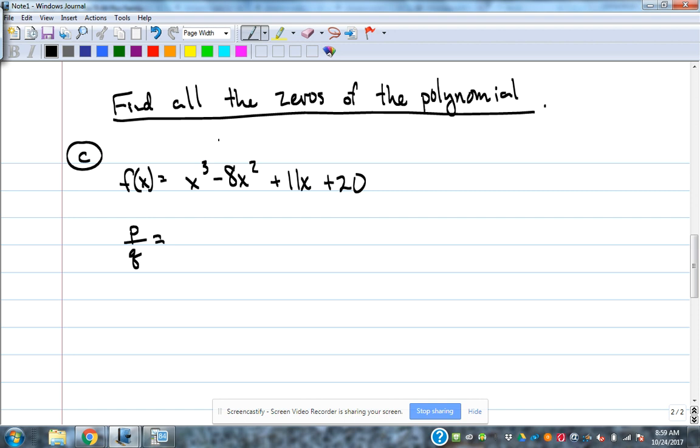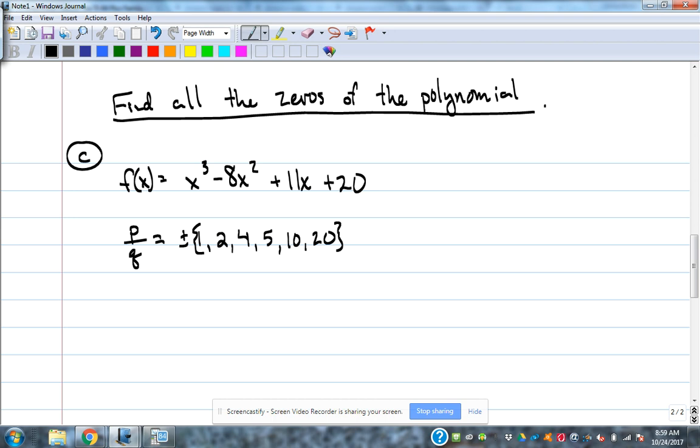Since there's a 1 in front of x cubed, what are the only numbers in our list? 1. The factors of what number? 20. 1, 2, 4, 5, 10, and 20. That's our P over Q list.